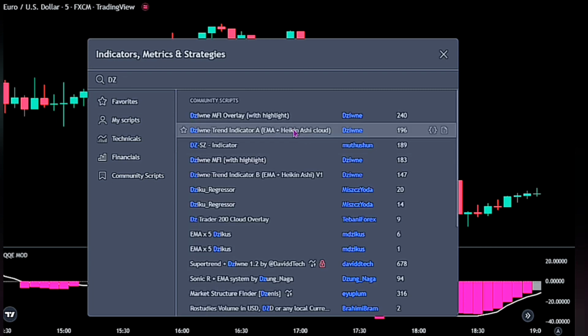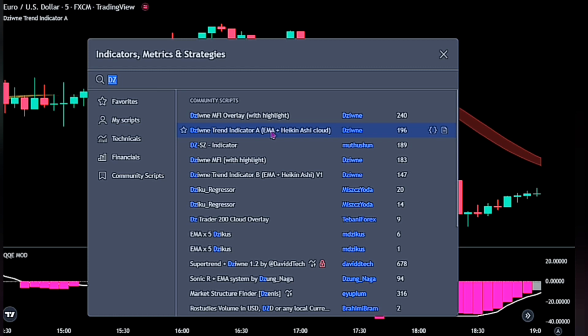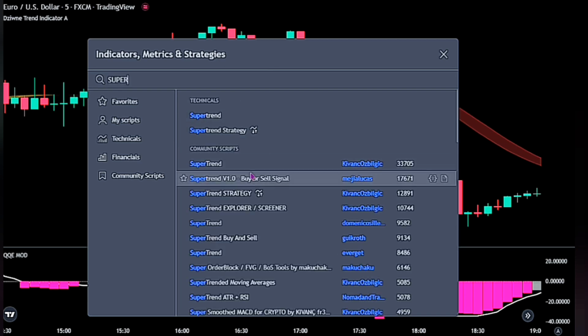right here by Dzewne. This is the first of its kind, as it is a very simple trend indicator based on EMAs and Heikin-Ashi. This will serve as our signal filter, as it determines the conditions for a buy and sell trade. And for the last indicator, go ahead and add the Supertrend indicator by Kivink-Asbiljic.